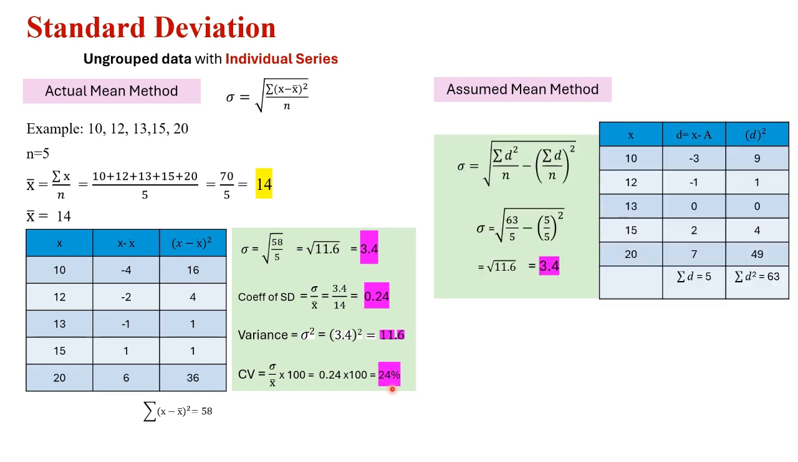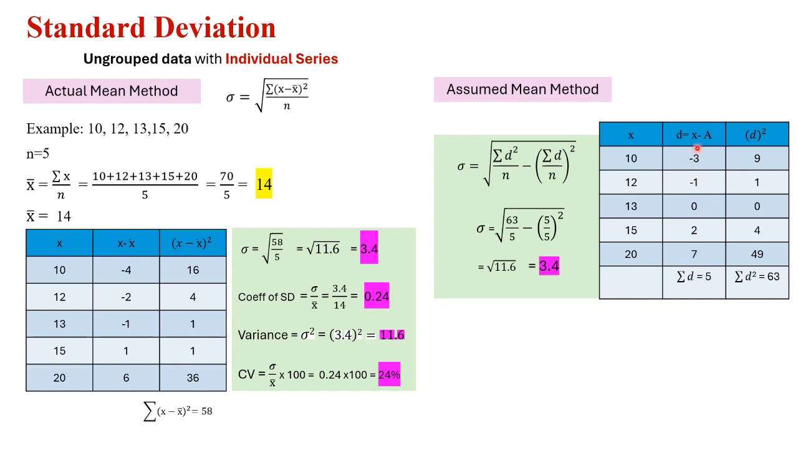Now, let's understand how to calculate standard deviation by the assumed mean method. This is the formula. Sigma is equal to under the root sigma d square by n minus (sigma d by n) whole square. d is equal to x minus a. a is the assumed mean. We can assume any of these values of x as assumed mean a. Here, we will assign this middle value as assumed mean a for ease of calculation. 10 minus 13 is minus 3, 12 minus 13 is minus 1, 13 minus 13 is 0, 15 minus 13 is 2, 20 minus 13 is 7.